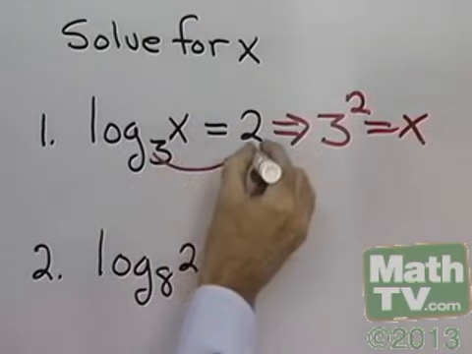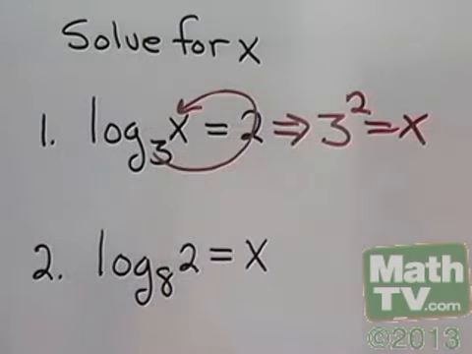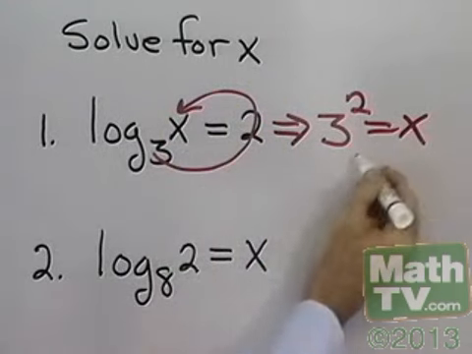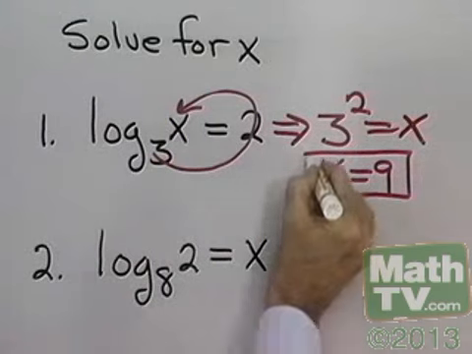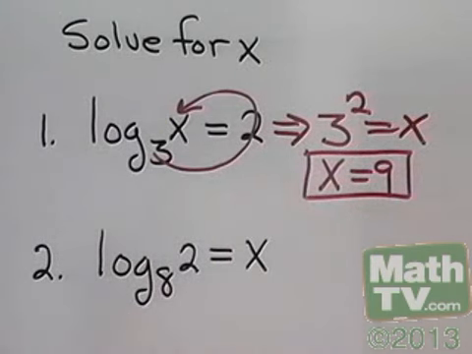So it's always this base to this exponent is equal to this number. 3 to the 2 is equal to x means that x is equal to 9. So that's a pretty simple equation to solve once I put it in exponential form.